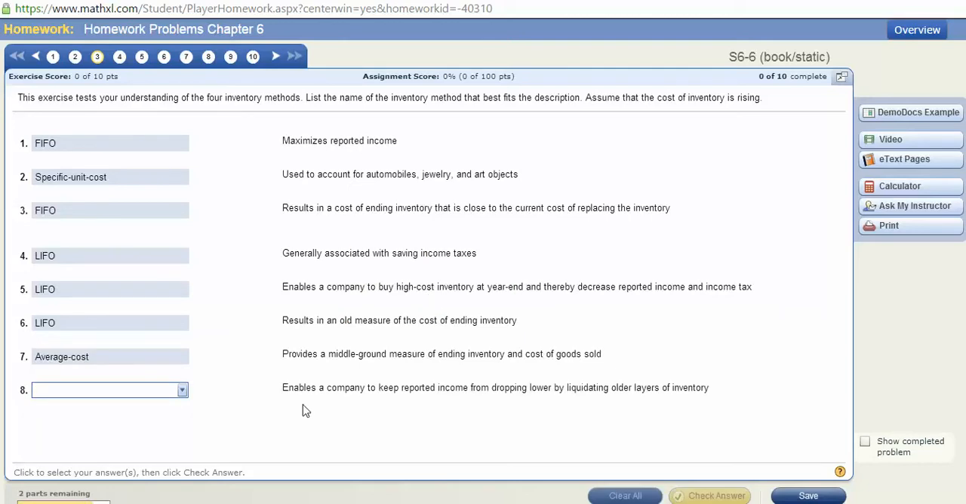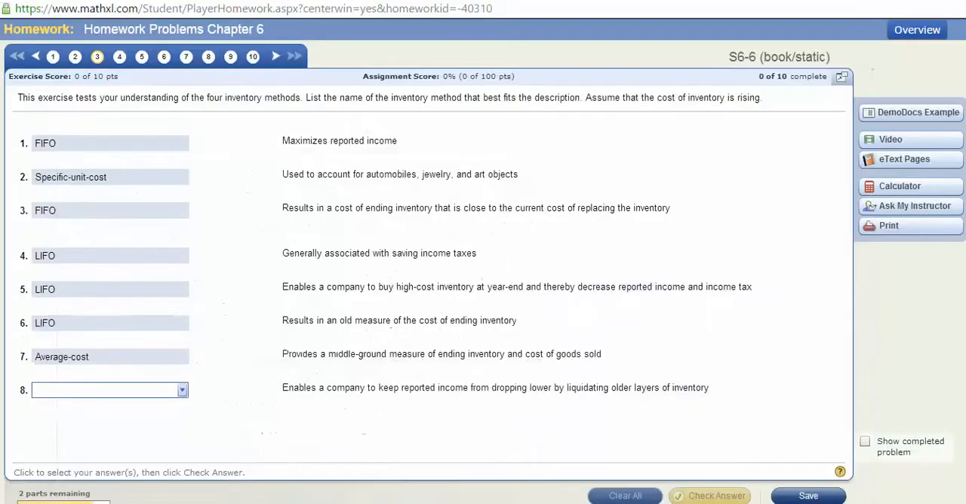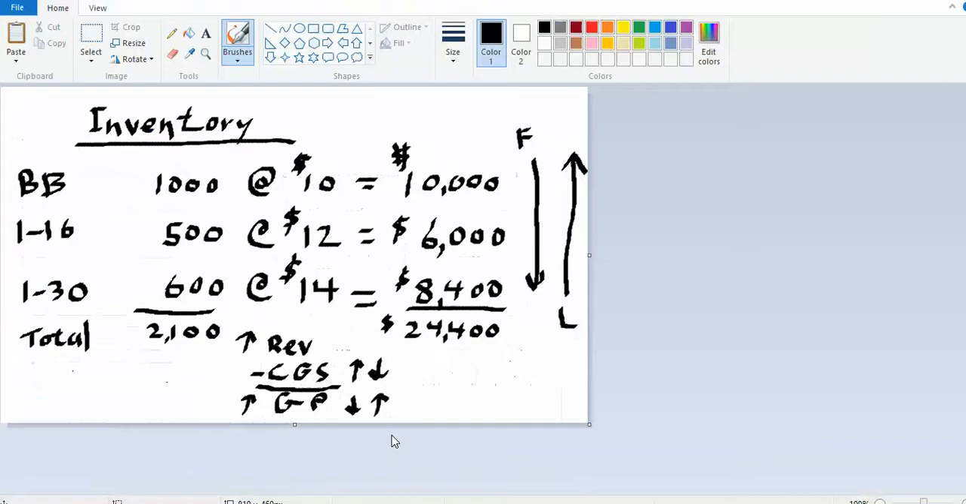Enables a company to keep reported income from dropping lower by liquidating older layers of inventory. Well, here we've got the opposite problem of trying to depress income for taxes. Here it enables a company to keep reported income from dropping. If you keep something from dropping, you're making it higher, right? So we're trying to make this as high as possible. We want gross profit, hence income, hence reported income, to be as high as possible. That means we want to depress cost of goods sold.